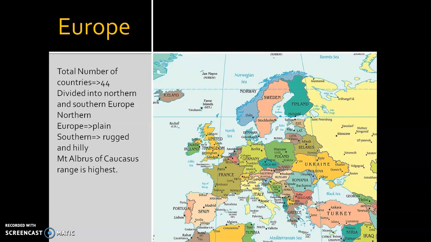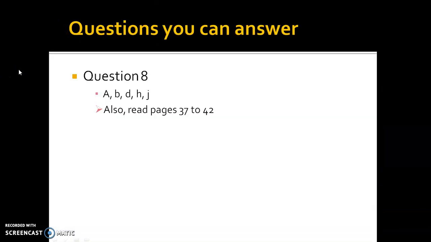But Mount Elbrus is only highest in Europe. Mount Elbrus is nothing like Mount Everest. Mount Elbrus is only 5,000 meters high, while Mount Everest is 8,848 meters above sea level. So these are the quick facts about Europe. Let us now look at what we can do with the knowledge that we have gathered here. With this knowledge, you can answer question number 8 of your textbook. There are A, B, D, H, and J. These are the questions which you can answer, and it would be good if you answer these questions.